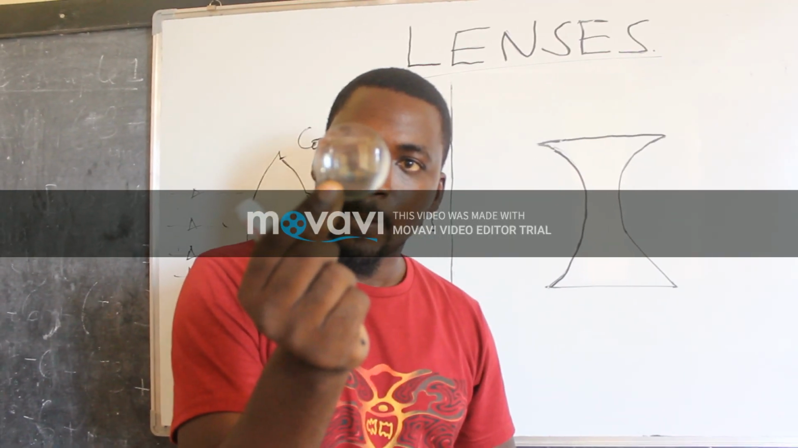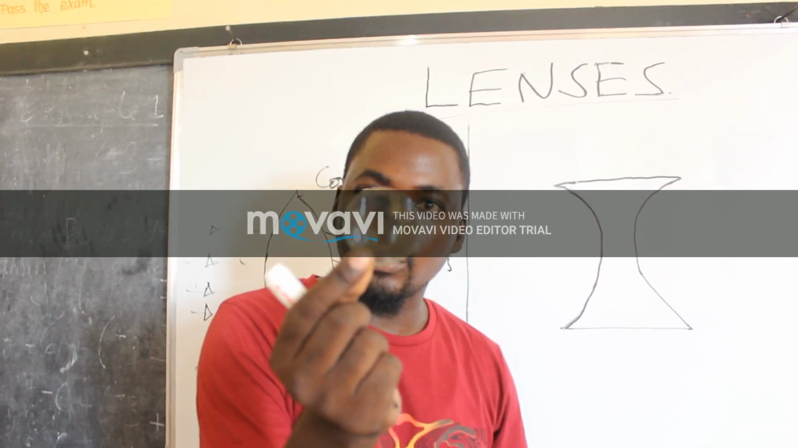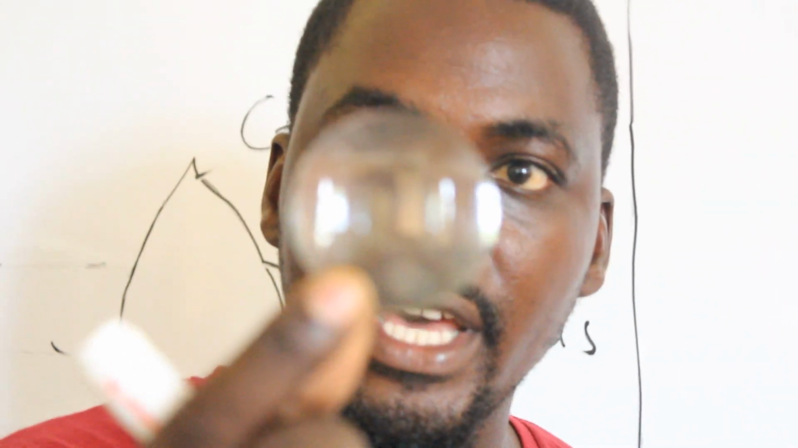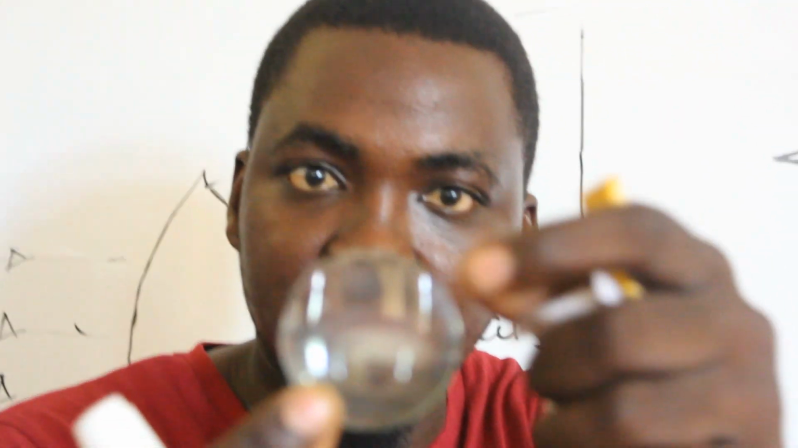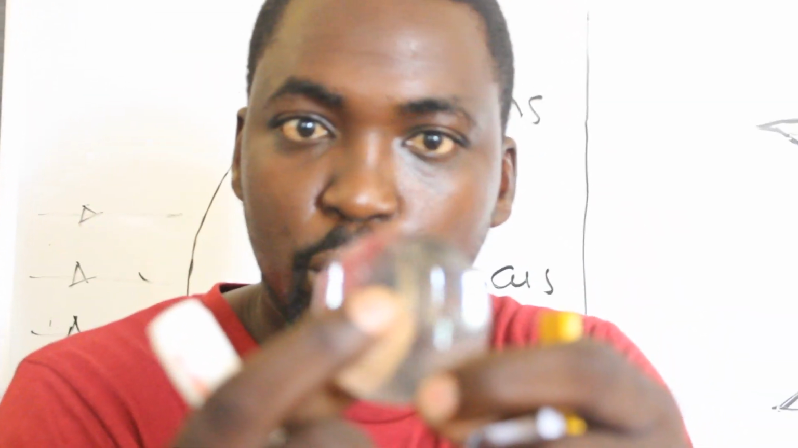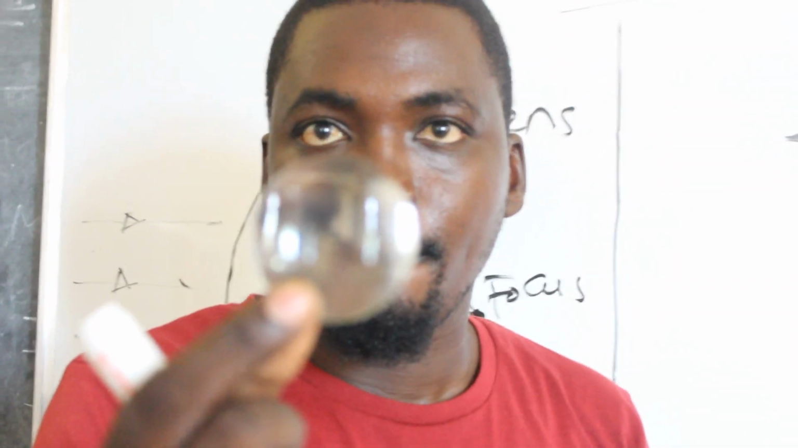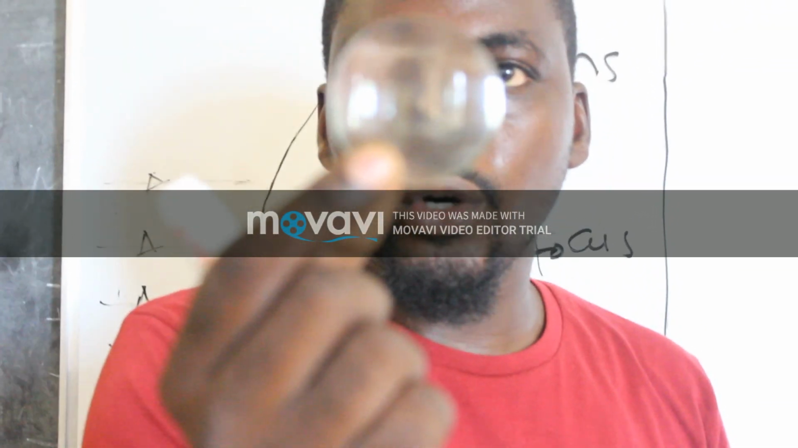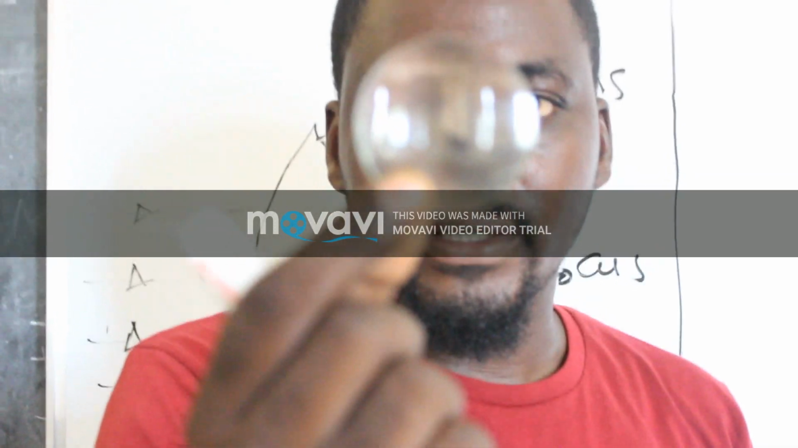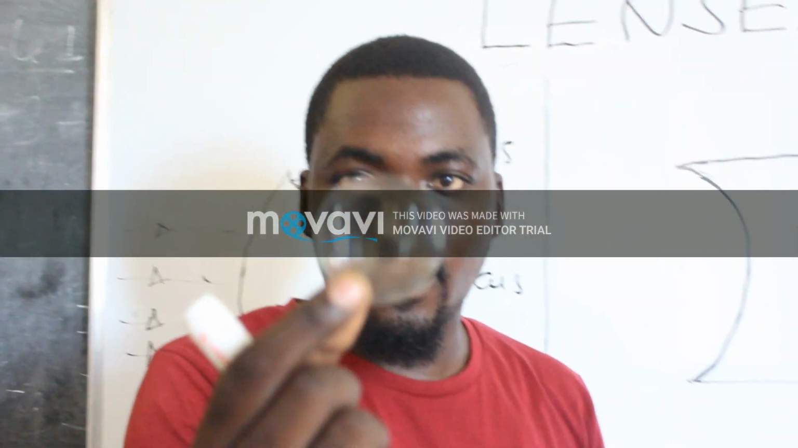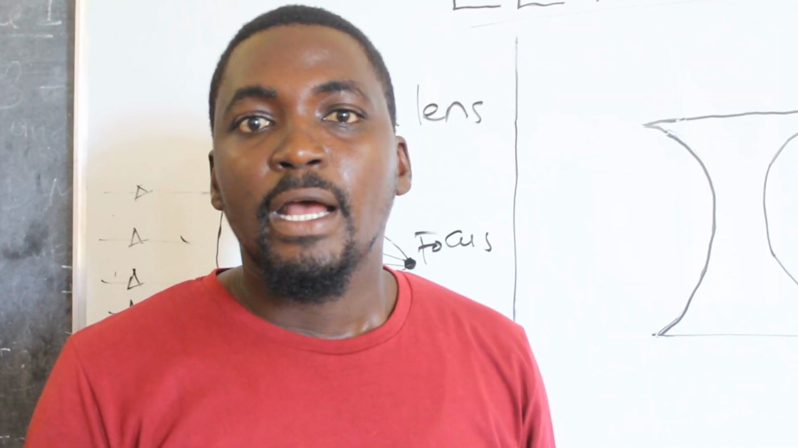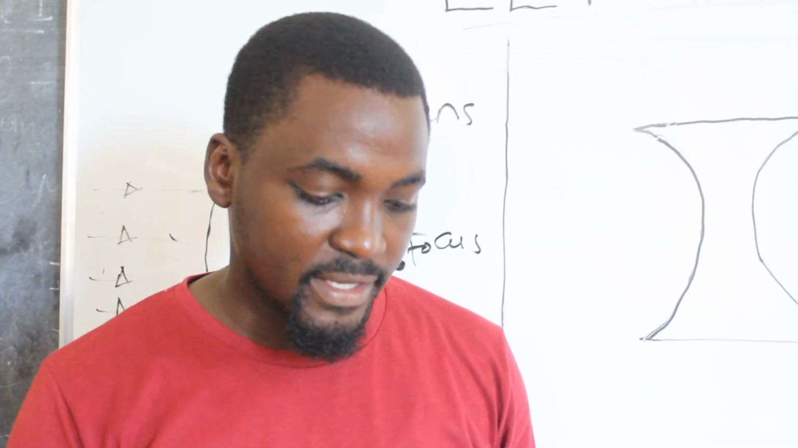As you can see, if my cameraman is able to capture it clearly, you will see that the middle part is thick compared to the edge. That means the edges are very thin and the middle part is very thick. This is used to magnify things, but it is also used to burn things. There is a convex lens. A convex lens, as I said before, is used to magnify things.